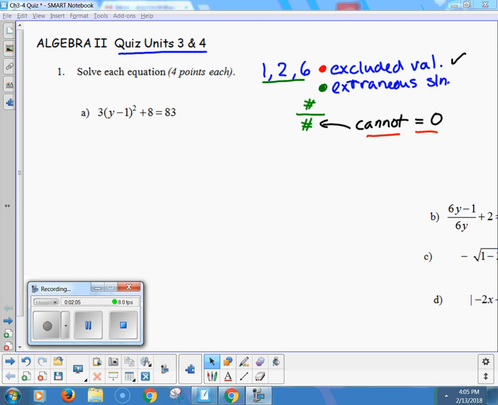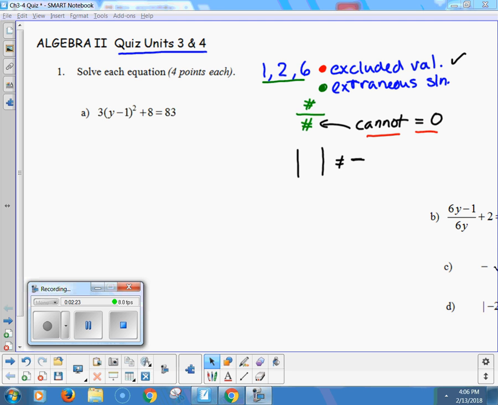Other trouble spots. Whenever you see absolute values, you know that they cannot equal negative numbers. So that's just something to be aware of whenever you see a problem involving an absolute value. I look at D. I've got a problem involving an absolute value. I want to be careful.